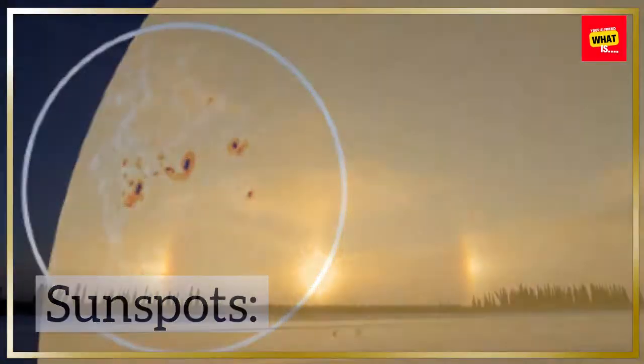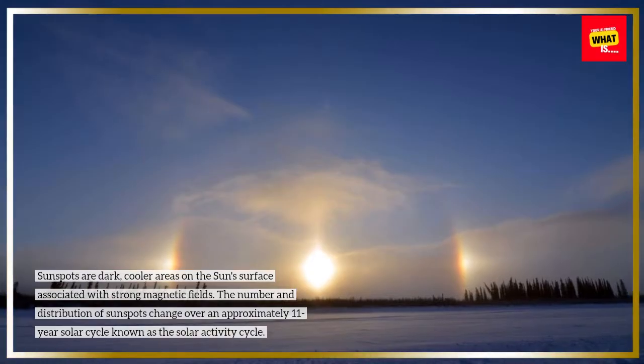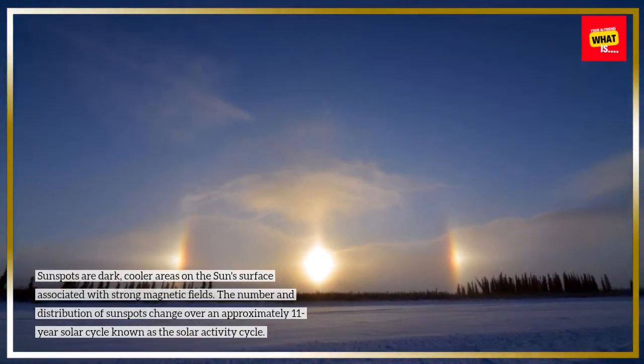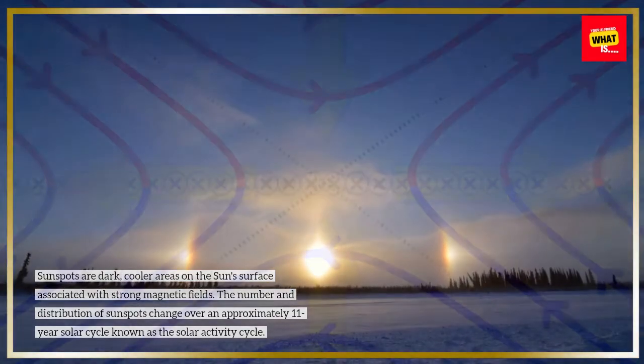Sunspots. Sunspots are dark, cooler areas on the Sun's surface associated with strong magnetic fields. The number and distribution of sunspots change over an approximately 11-year solar cycle known as the solar activity cycle.